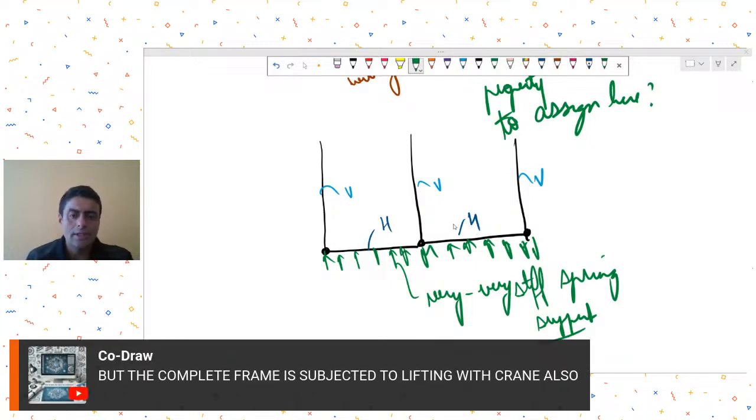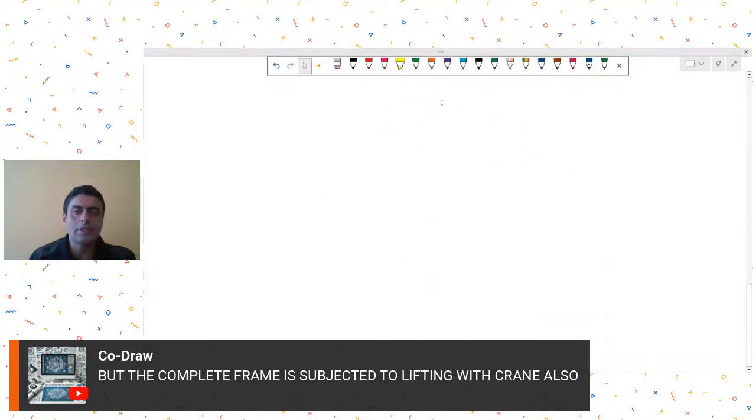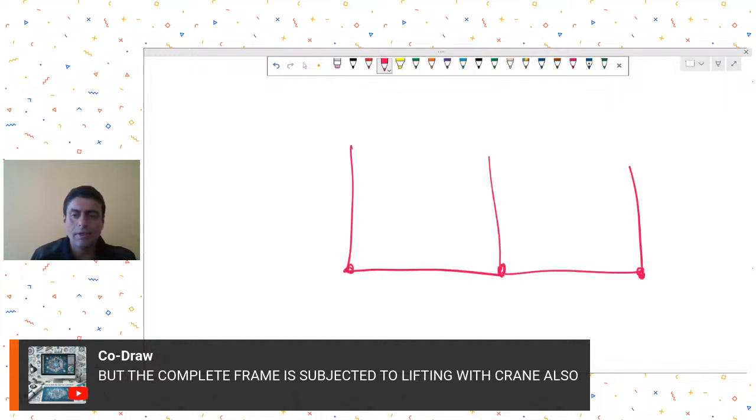Mr. Devlin is saying, but the complete frame is subjected to lifting with a crane also. See, that lifting thing is then a different scenario. Then you try to make two models. One will be your lifting model. In the lifting case, you can just model it like this, and then whatever are the lifting points over there, you can apply those reactions from whichever points the lifting is going to happen.